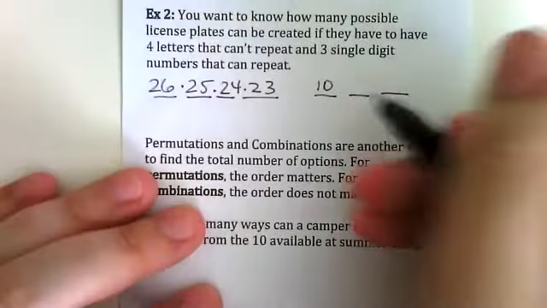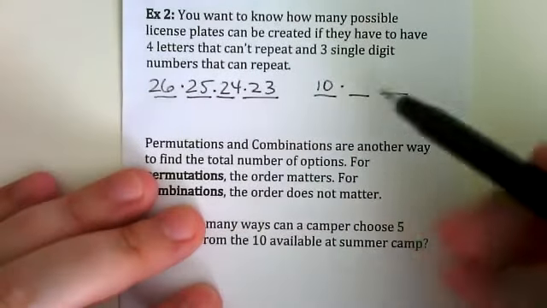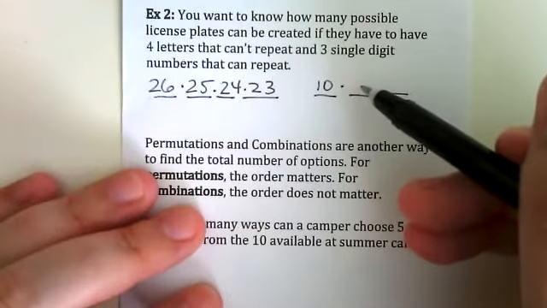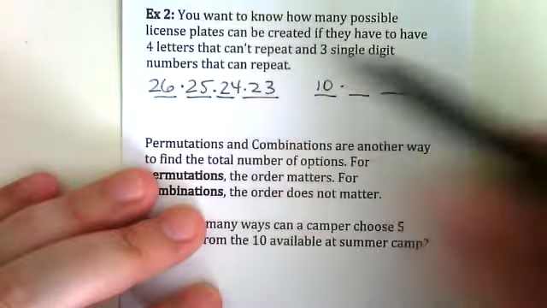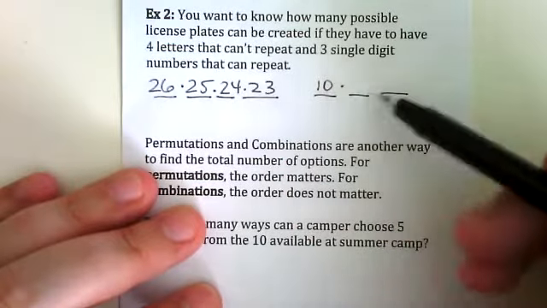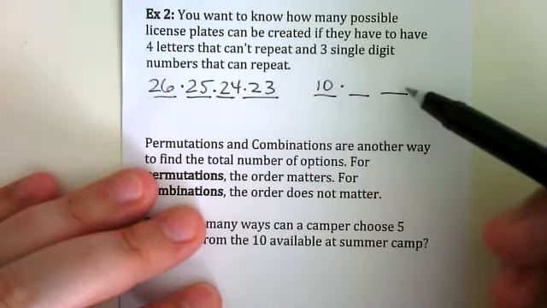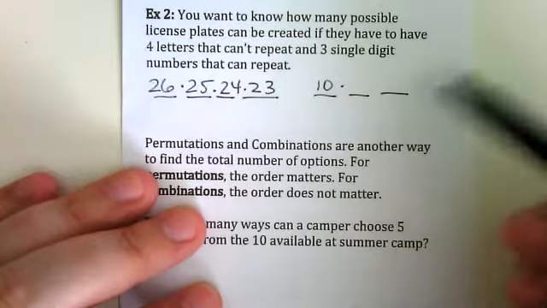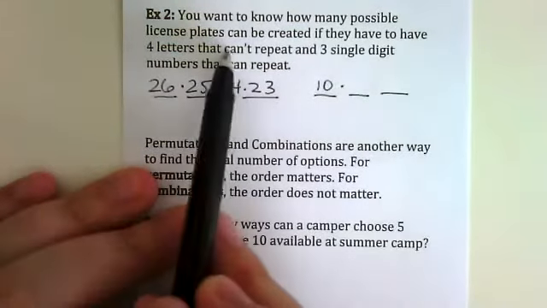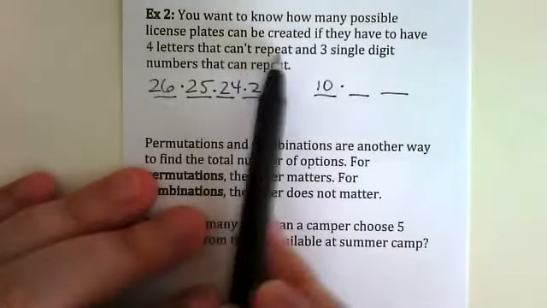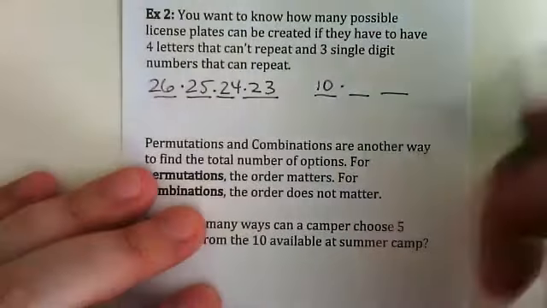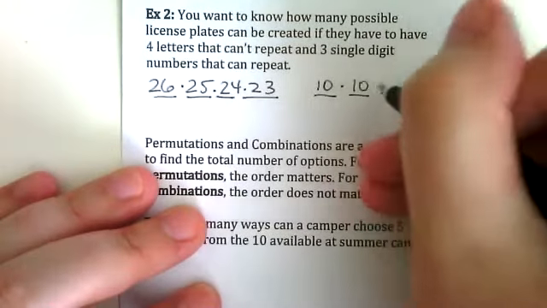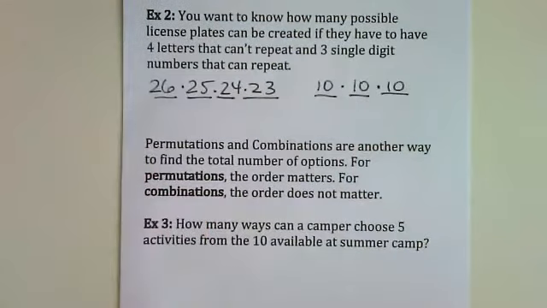Then for the next spot, we have to decide, okay, can I put 10 again, or am I putting 9 here? If they can repeat, that means if I picked 1 here, I could have another 1, and I could have another 1 again. I don't have to decrease by 1 each time. The only reason I had 2 over here was because it is not allowed to repeat. I can't repeat it, so it has to go down 1 each time. Here, I'm allowed to repeat it, so it's just 10, 10, 10. Okay? Then from there, you're just multiplying all of these numbers together.